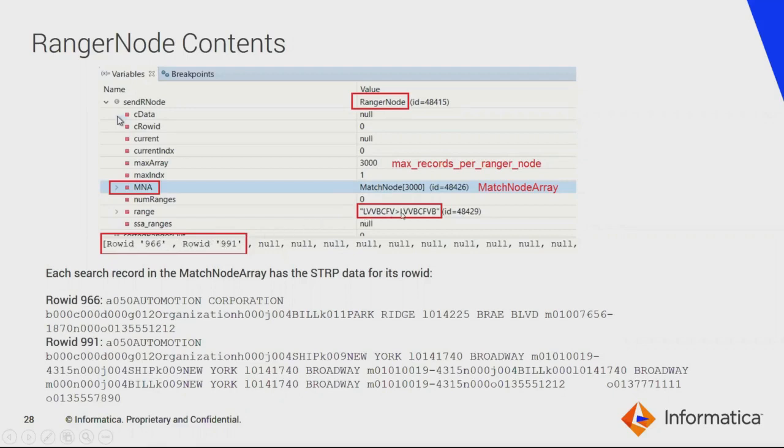And this is the range that's assigned to this Ranger node. Within the match node array, the elements contain the data from the strip for that row. So this is the SSA data column. This is basically getting it ready for matching.